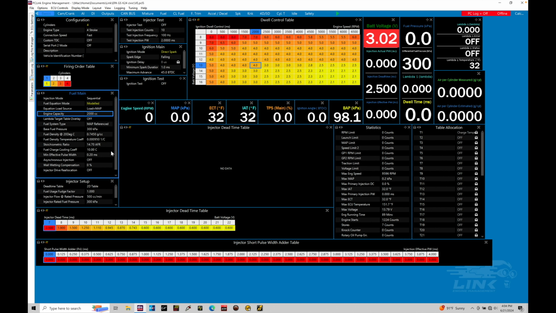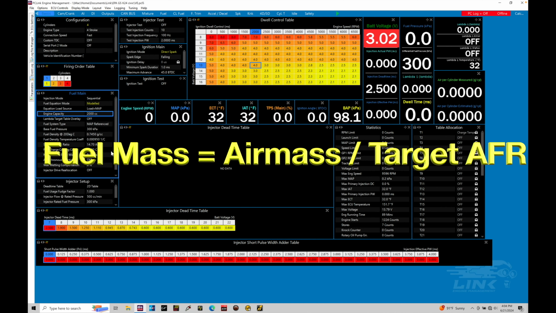So what we have coming onto the screen here is an equation that's going to be: fuel mass is equal to air mass divided by target air fuel. This is the underlying fuel and airflow model equation in the model strategy. Now, fuel mass, air mass, these are probably terms you haven't heard of before.